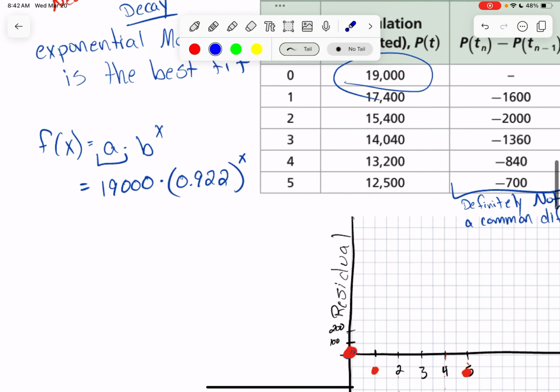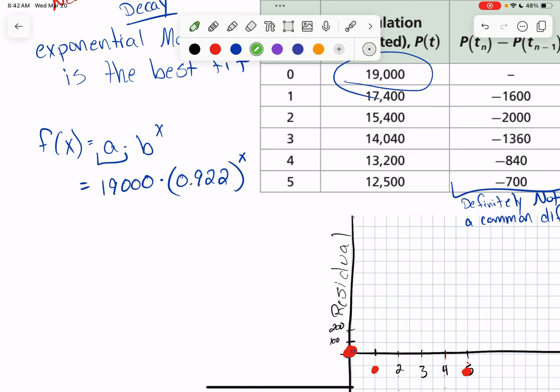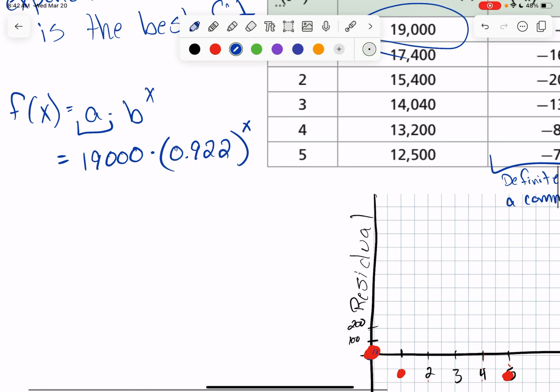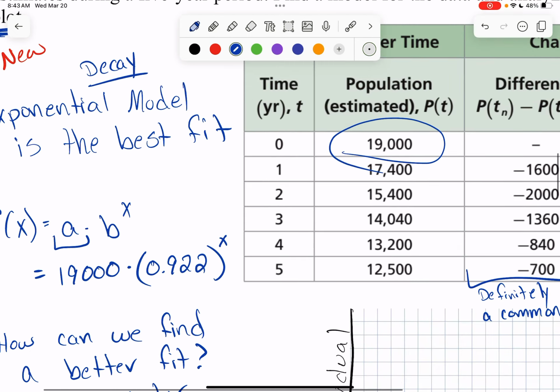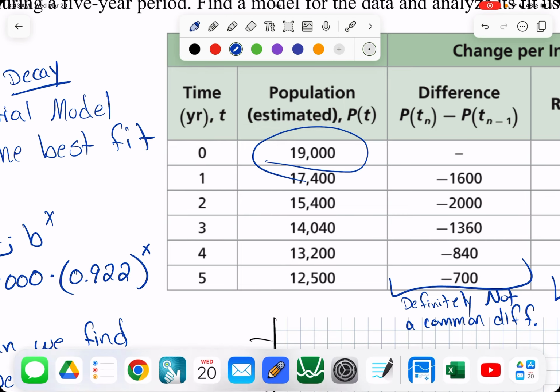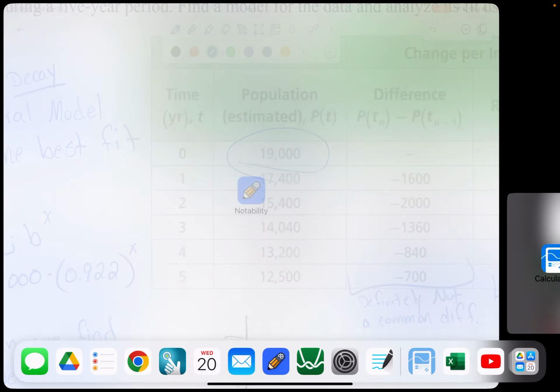So since the averaging was not a good fit, what's another method we could find? How can we find one that's a better fit? Our calculator. We can now use our calculator to come up with an equation that's a better fit for these. So we bring up our calculator.